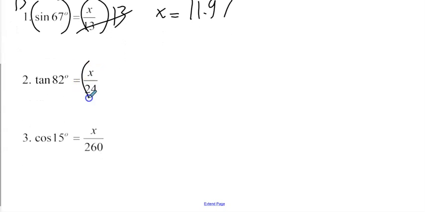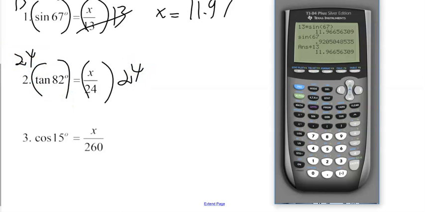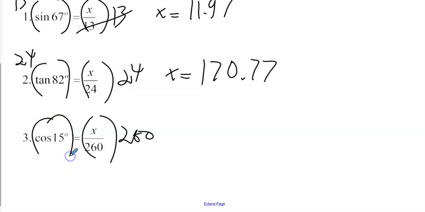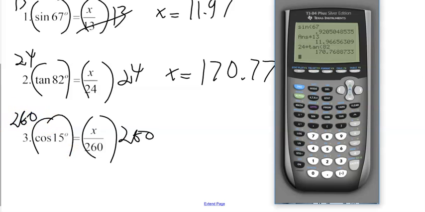Okay, here we go again. What are we going to do? We're going to multiply both sides by 24. So I type in 24 times tangent of 82. 170.77. Last but not least, multiply by 260. So I take my calculator, all calculator work here. Pretty easy. 260 times cosine of 15. 251.14.